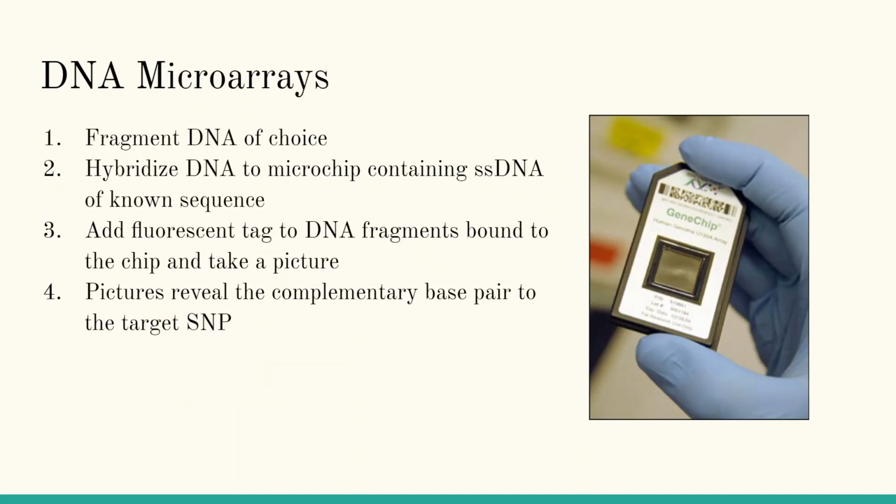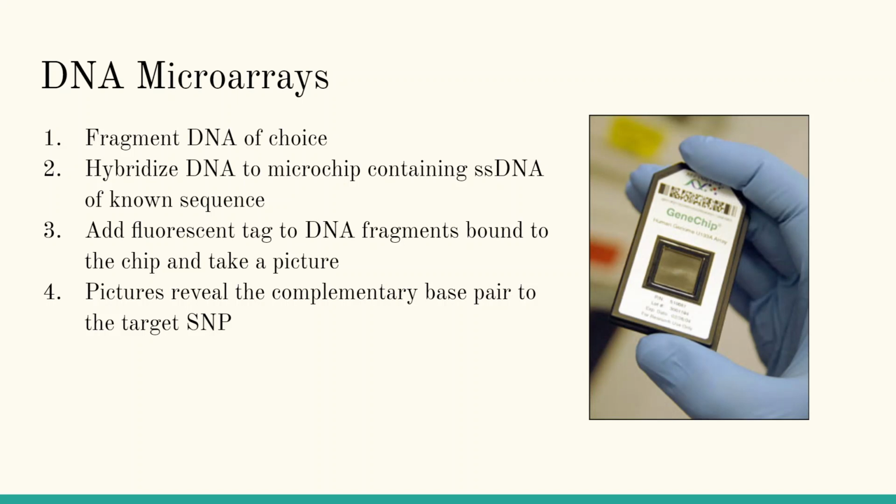DNA microarrays are used to detect SNPs. So the first thing that we have to do for a microarray is fragment the DNA of choice into short single-stranded pieces, and we're going to hybridize it, or bind it, to pieces of DNA on the microchip, which are single-stranded known pieces of DNA. The SNP of interest will be the last hanging nucleotide of the fragment that's bound to the chip, and a fluorescent tag will be added to that SNP.